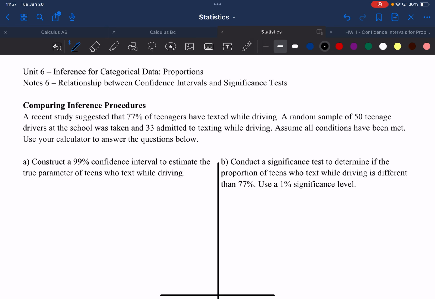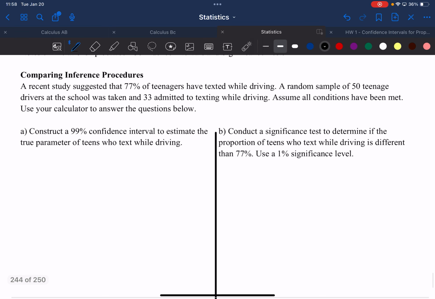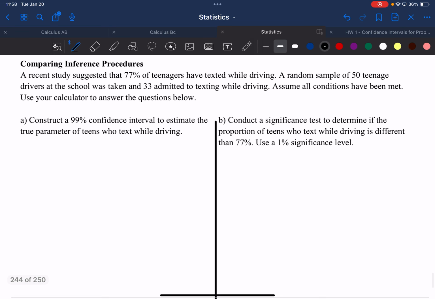So 6.6. First we're going to look at a problem in order to compare what it means to find a confidence interval versus what it means to do a significance test. It says a recent study suggested that 77% of teenagers have texted while driving. None of you guys, right? None of y'all. Okay.